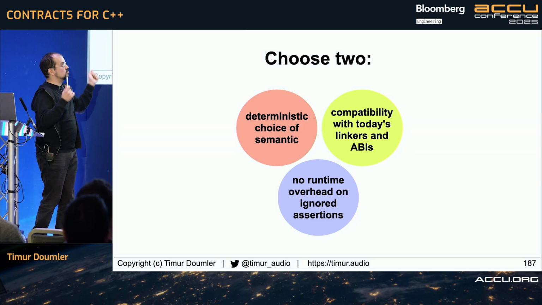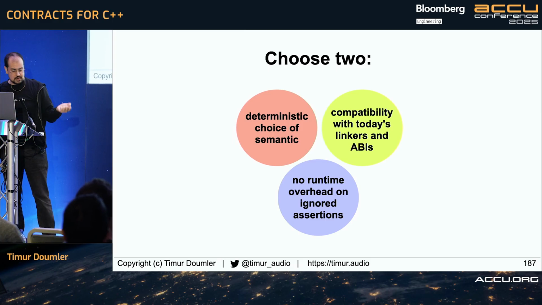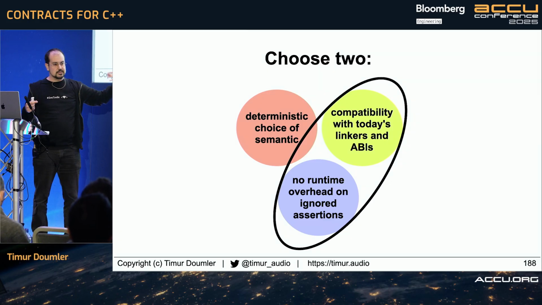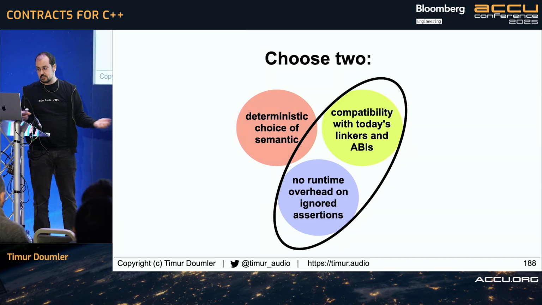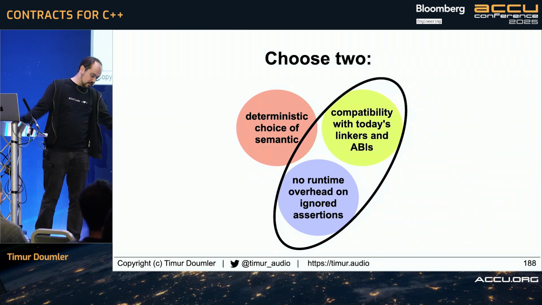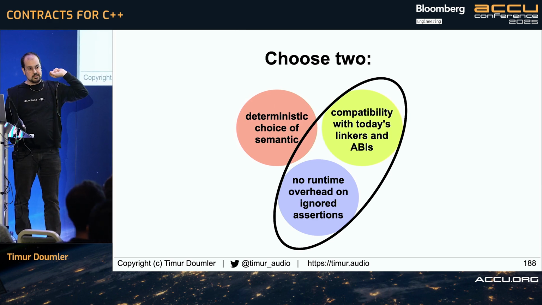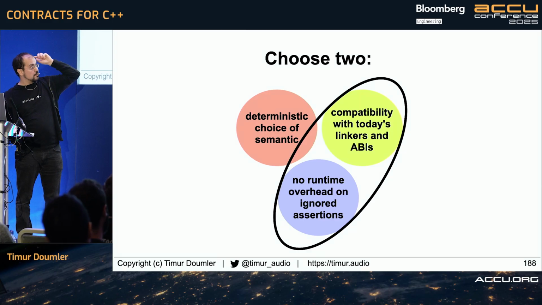The good news is you can choose. So currently, GCC and Clang they choose these two. So this is kind of the same behavior you in practice get with C assert today. They just choose one of the implementations at random. You don't know which one. So you don't get deterministic choice of semantic. You don't actually know whether the checks are going to happen or not.